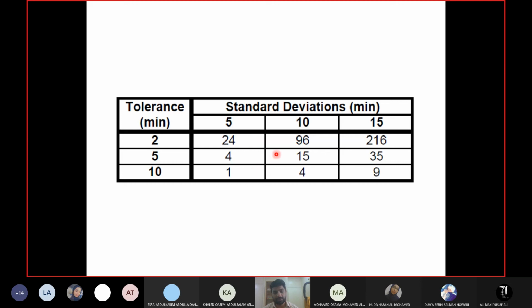So in each case, the number of values from top to bottom is decreasing, meaning you need less precision. Then you see when the standard deviation increases, values are also increasing, because standard deviation gives you what?